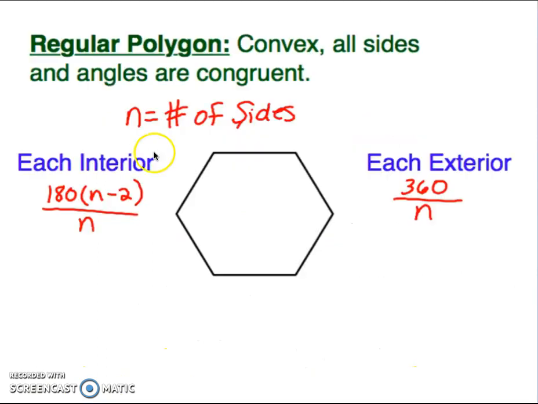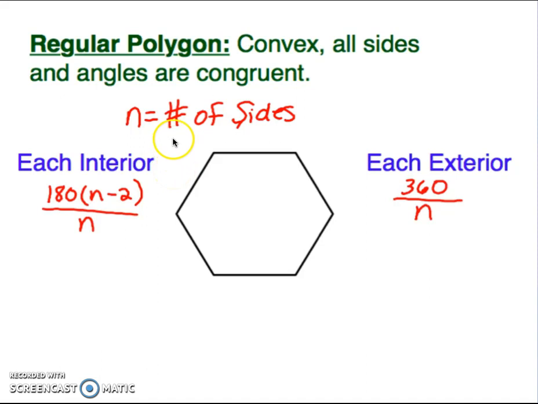The definition here is for a regular polygon. Regular is the key word here. Whenever you see regular, it means that all the sides and angles are congruent. So the length of every side is exactly the same.